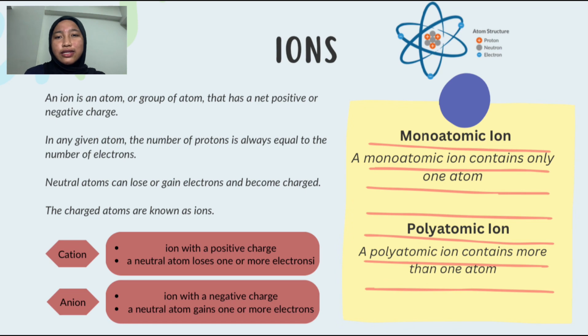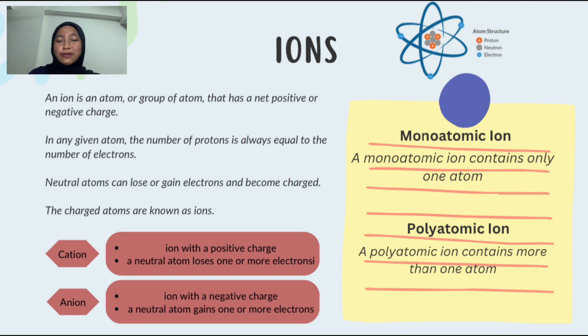Ion. An ion is an atom or group of atoms that has a net positive or negative charge. In any given atom, the number of protons is always equal to the number of electrons. Neutral atoms can lose or gain electrons and become charged. The charged atoms are known as ions.